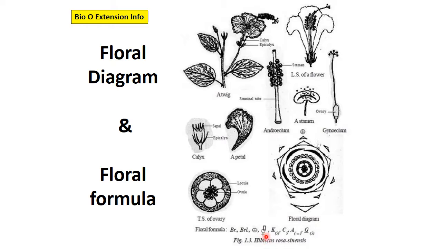The next symbol here, you can see a female sign. This formula can tell you whether it is a unisexual flower or a bisexual flower. Next, you can see a K.